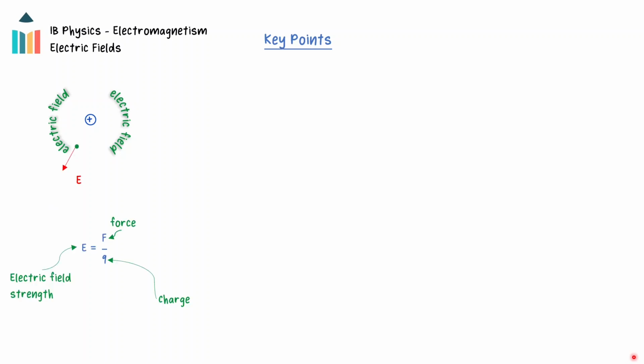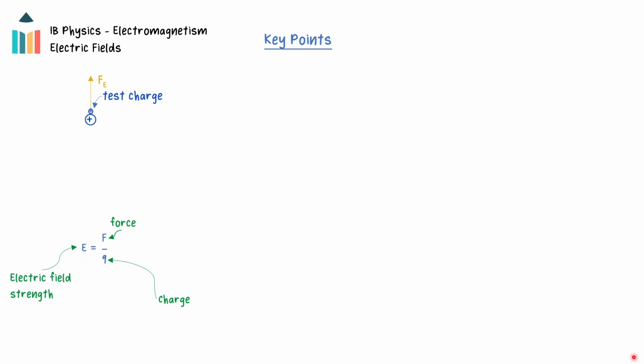In summary, an electric field is an area in space surrounding a charged object which can exert an electrostatic force on another charged object. The electric field strength at a point in the field is defined as the force per unit charge acting on a small positive test charge in the field. The direction of the electric field is defined as the direction of the electrostatic force acting on a positive test charge.